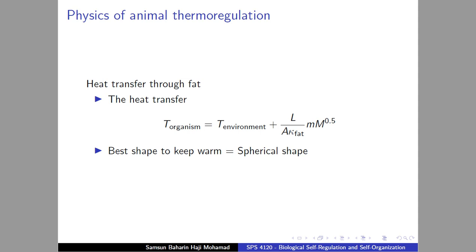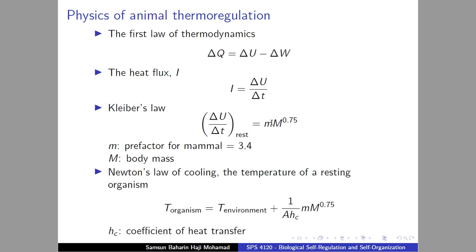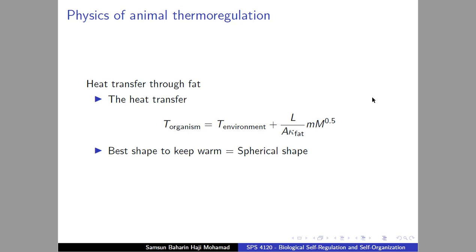Okay, so kalau kita di tempat sejuk banyak lemak. The heat transfer for that fat is equal to this equation. So for the best shape, you can see that m to the power of 0.5 is smaller than 0.75. So the best shape to keep warm is the spherical shape in this case. Okay, kalau gemuk lagi selesa duduk di tempat sejuk.